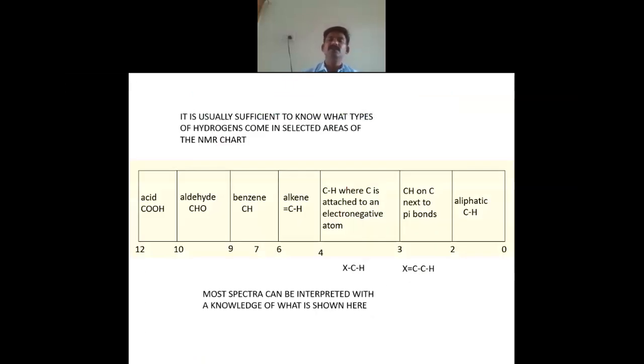You can also remember it this way: aliphatic CH at 0 to 2, CH on a carbon next to pi bonds at 2 to 3, alkenes 4 to 6, meaning allyl and vinyl, benzene at 7, aldehyde 9 to 10, like that. Then there are 11 problems.